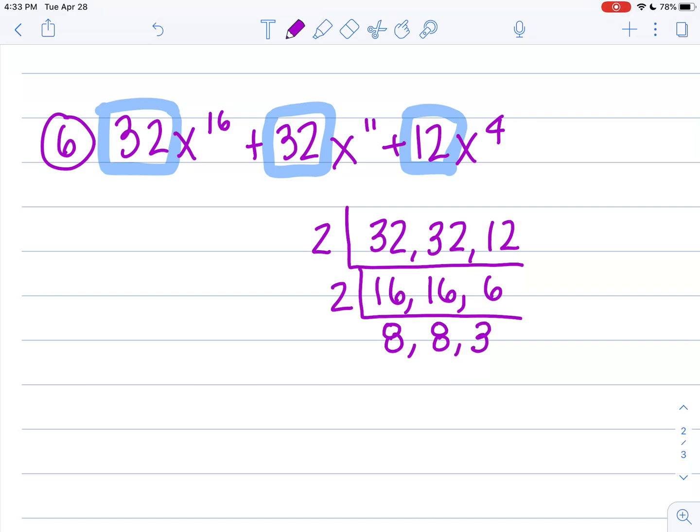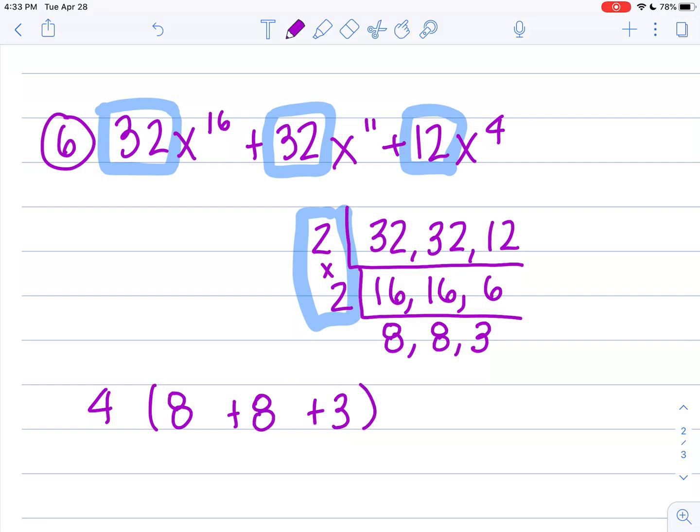I can't divide all those by the same number. 3 doesn't go into 8 and 8, right? And 4 goes into 8 but not into 3. So we can't divide anything else. So that's our final answer. And remember, we multiply when there's more than 1. So our GCF is 4, 2 times 2. Leave a space for the x. I'm going to put an 8 plus 8 plus 3. And then I'm going to check really quick. 4 times 8 is 32. 4 times 8 is 32. And then 4 times 3 is 12.